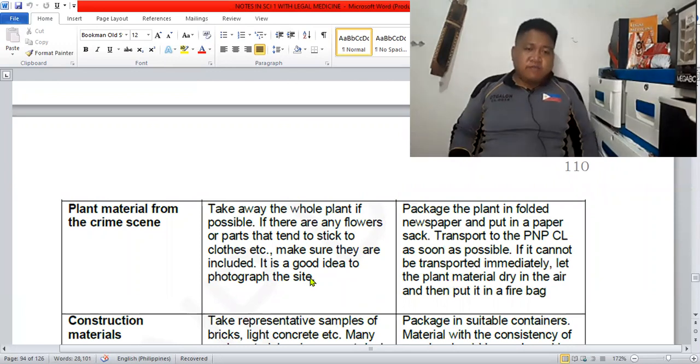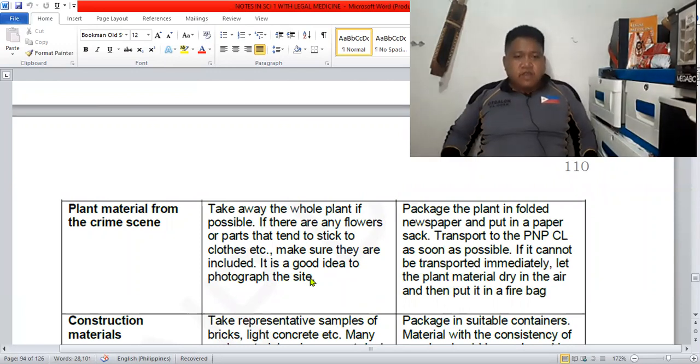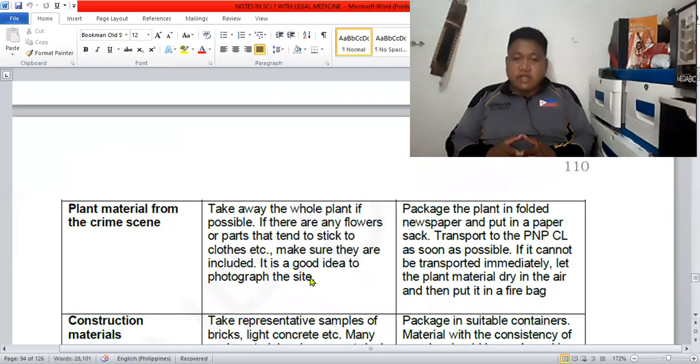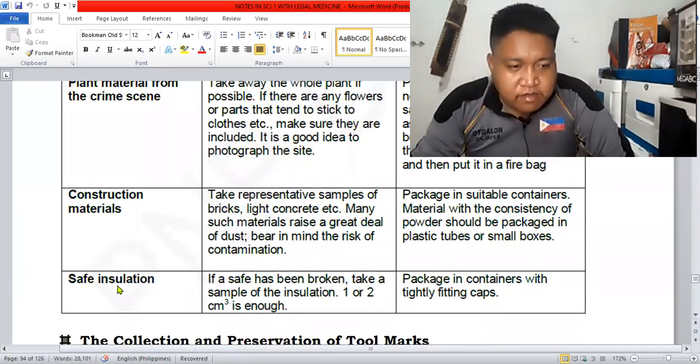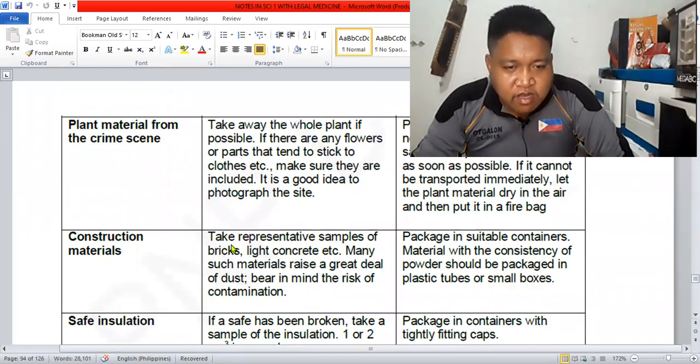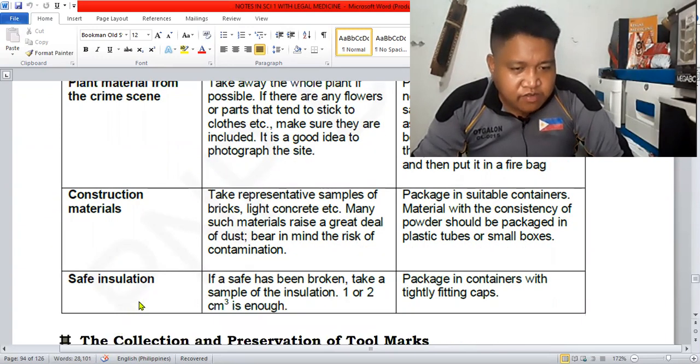Plant material from the crime scene. Yan. Take away the whole plant if possible. If there are any flowers or parts of the plant stuck on the clothes, make sure that they are included. It is a good idea to photograph the site. Construction materials. Yan. Pakibasa na lang yan. Safe insulation. Yan.